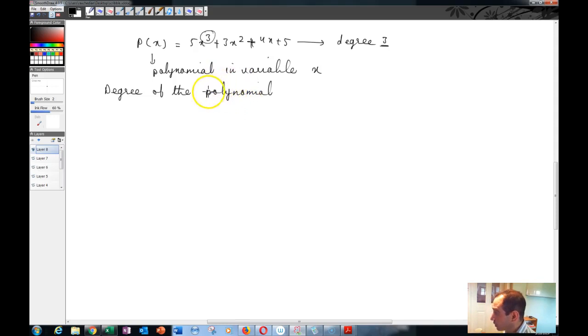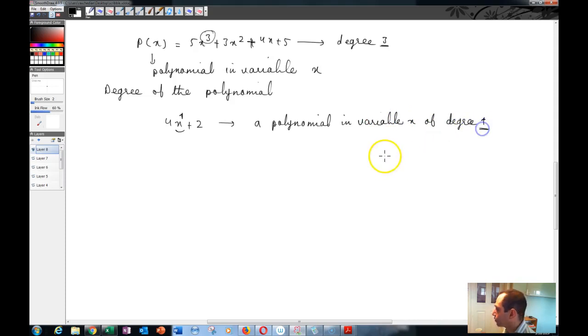Or, for example, if you have some polynomial like 4x plus 2, this is your variable, and the highest power of the variable over here is 1. So this is a polynomial in variable x of degree 1. Okay.